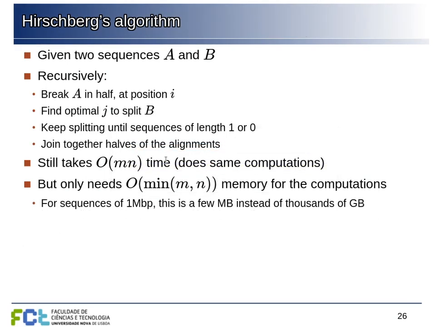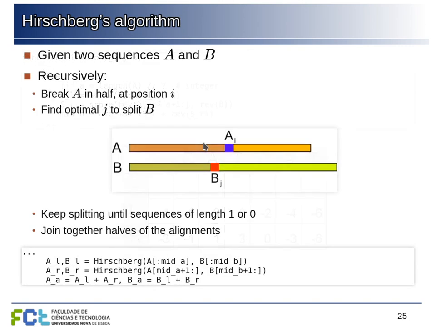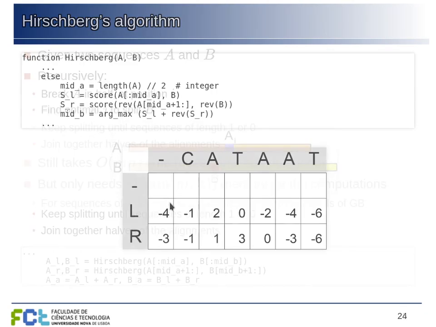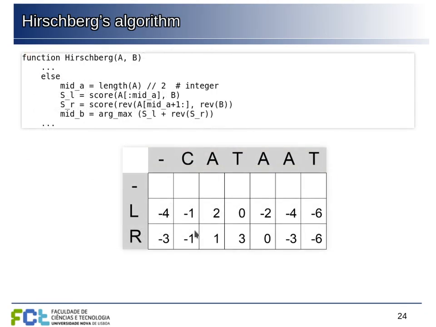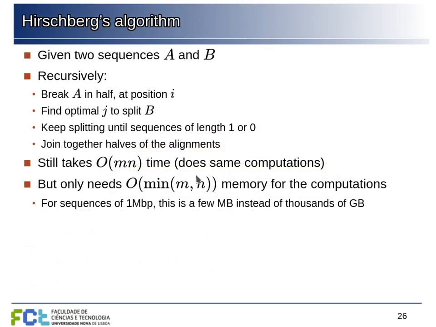Okay, so this still takes on the order of m times n computation. So the time complexity is still m times n, because we still have to do all of these computations for all the sub-alignments that we are finding. However, since at each stage we are only using one row, we can use two, but it's one row plus one variable if we want, plus one number. So since at each stage we are only using this for the computation of the matrix, we will only need to use the size of the smallest sequence.